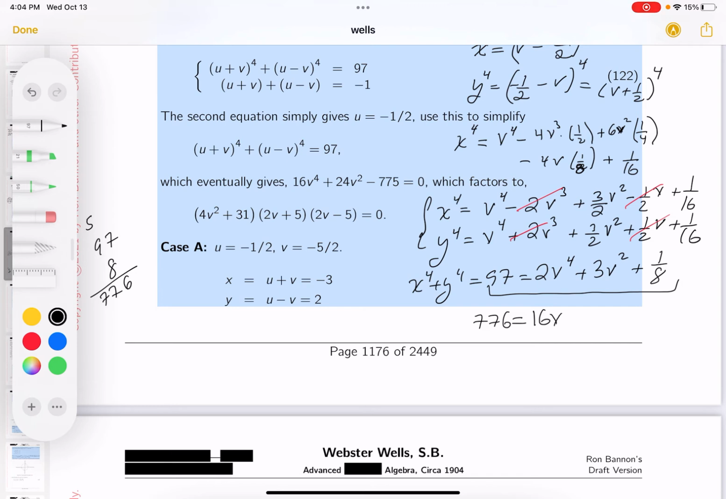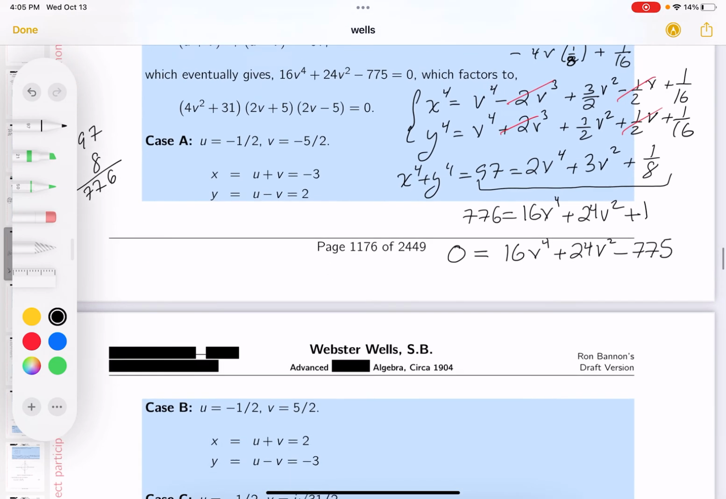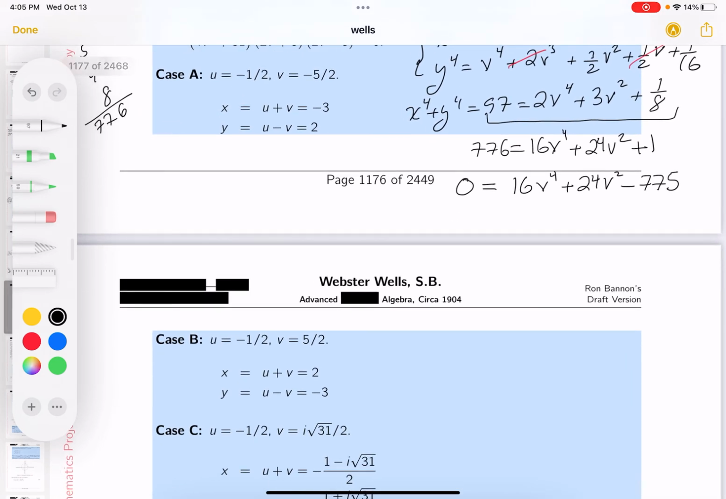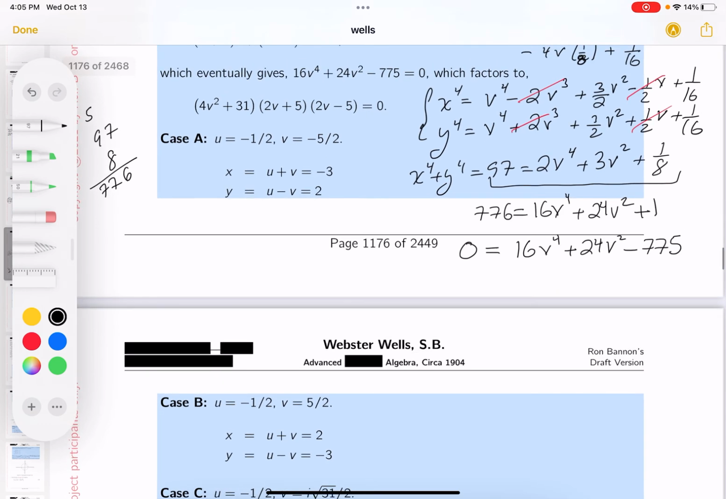16 v4 plus 24 v squared plus 1. Boy, this looks like it's a tough one, doesn't it? 0, 16 v4 plus 24 v squared minus 775. Well, you know what? It looks sort of quadratic in form, so I'm going to try to do it. What I mean by that, I'm really going to try to factor that guy. So it's 0.